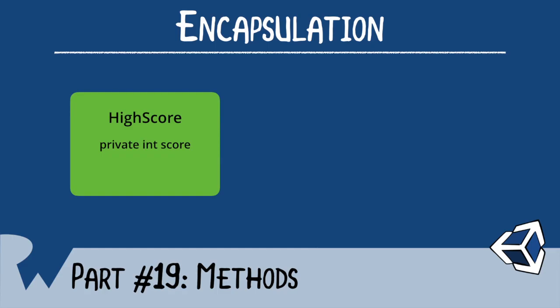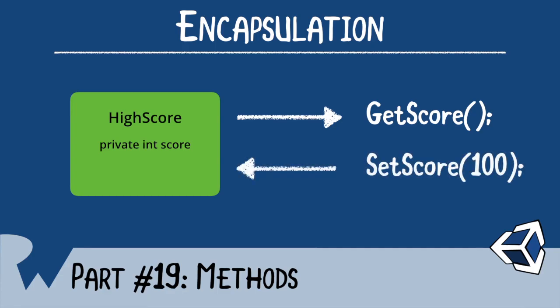First, you create a getter method and call it getScore. This just returns the score. Next, you want to set the score, so you write a setScore method, passing in an int. Now the callee can read and write to that field.